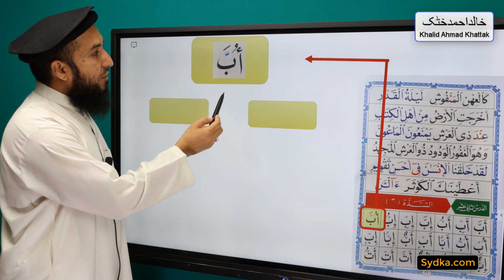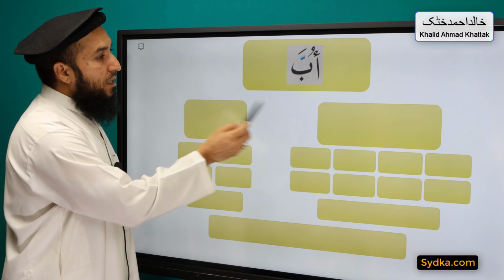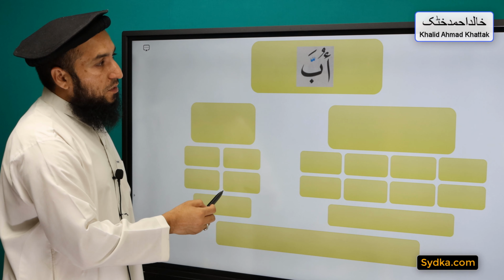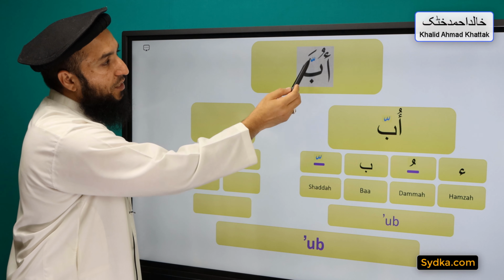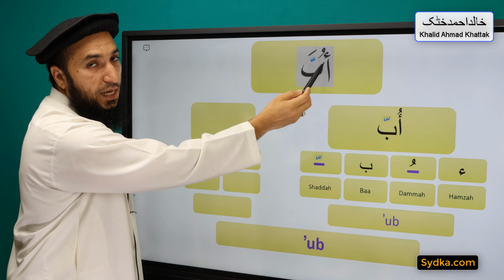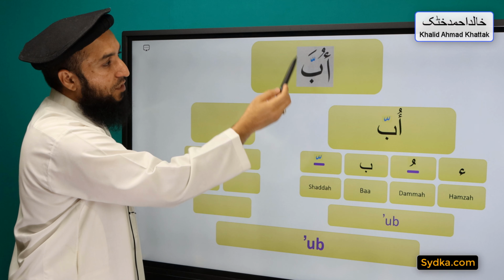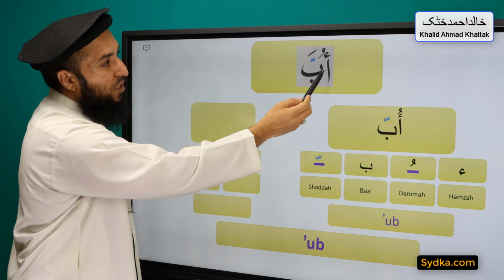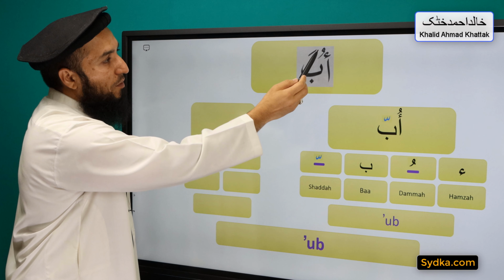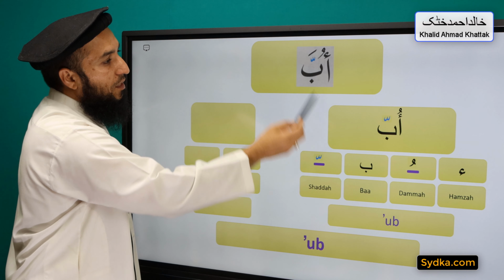The next word we have is Ubba, and it can be divided into two syllables. The first syllable we have is Hamza Dhamma Ba Shadda Ub. Hamza is a light letter, it has dhamma on top of it, it is followed by ba, ba has a shadda. This alif is used as a chair for Hamza and it is silent. Hamza Dhamma Ba Shadda Ub.